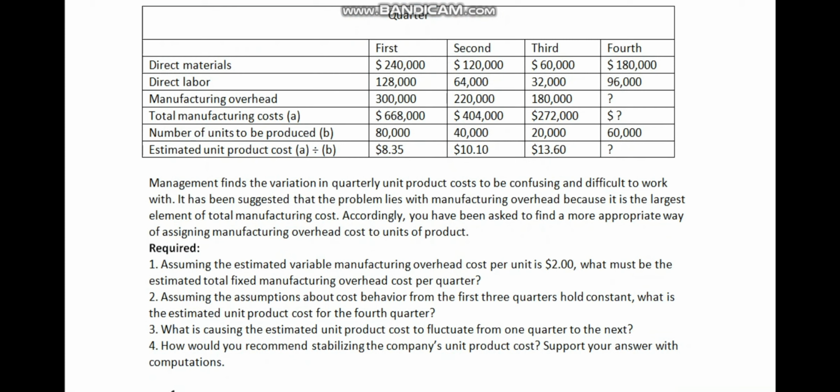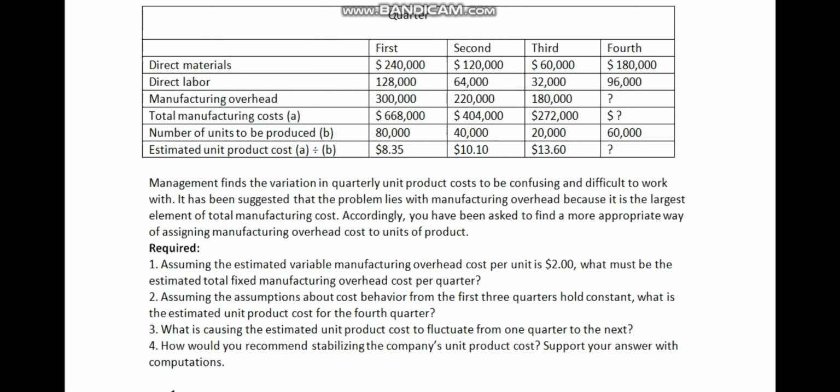Requirement 3 is asking what is causing the estimated unit product cost to fluctuate from one quarter to the next. Now the estimated unit product cost is right here. It's 8.3 in quarter 1, then 10, then 13, and the fourth quarter was $8 something. Why is it fluctuating? It's fluctuating because of the manufacturing overhead.